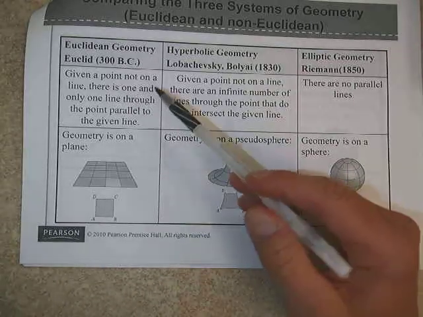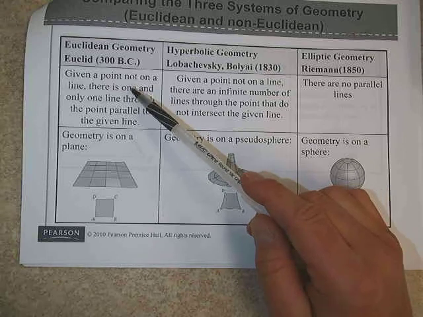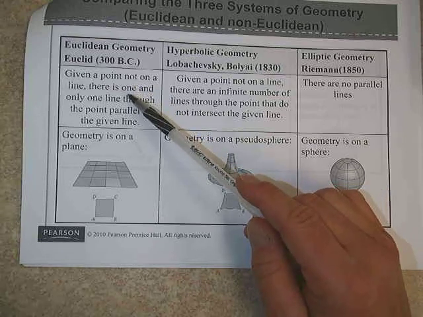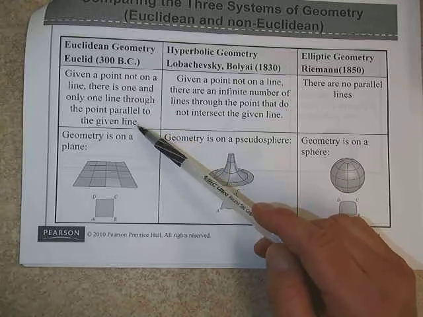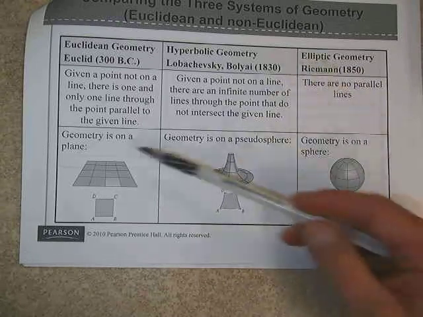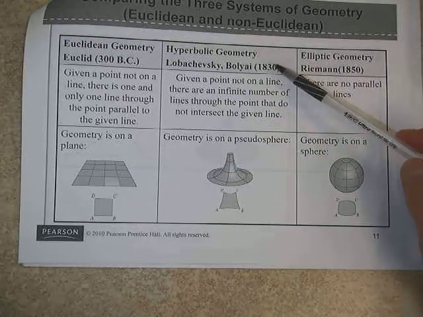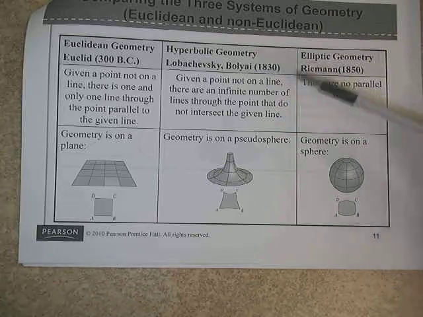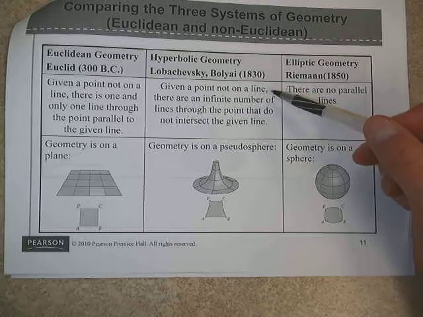All right, a couple other things I want to look at here. Comparing, there are 3 systems of geometry. We have studied in our work so far Euclidean geometry. A key point in Euclidean geometry is that given a point that's not on a line, there is one and only one line through that point that's parallel to the given line. That's the geometry of a plane.